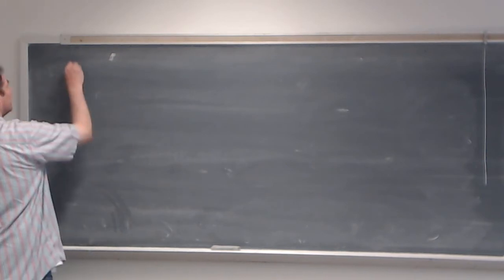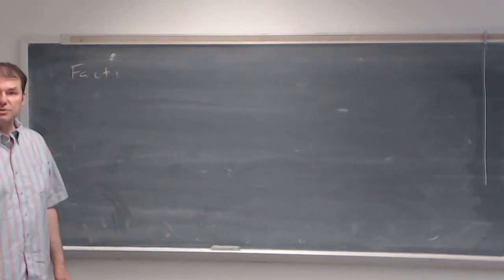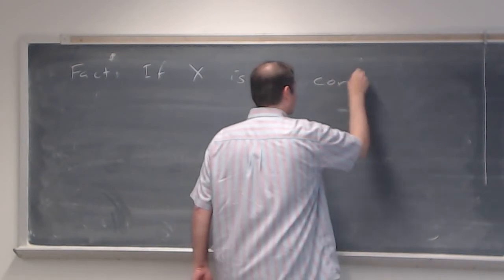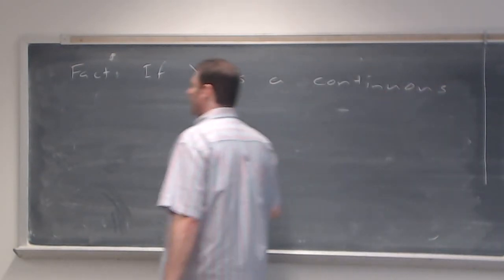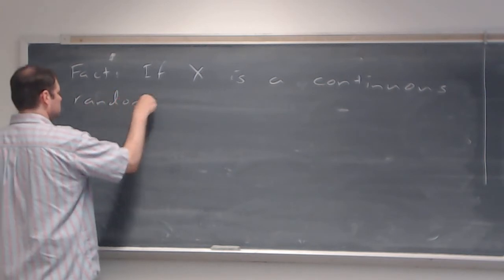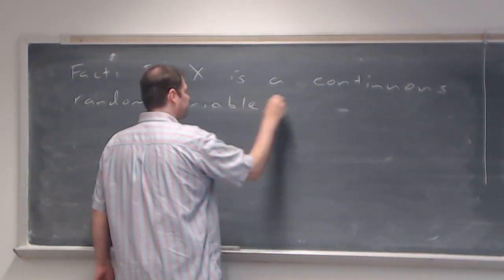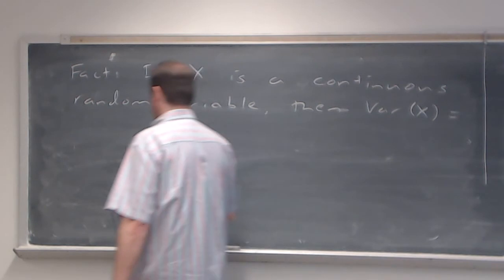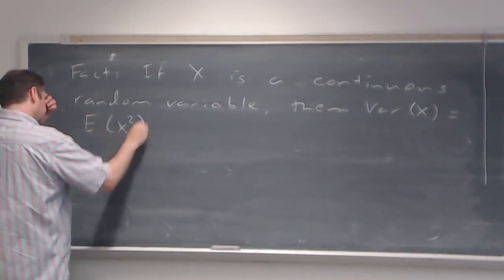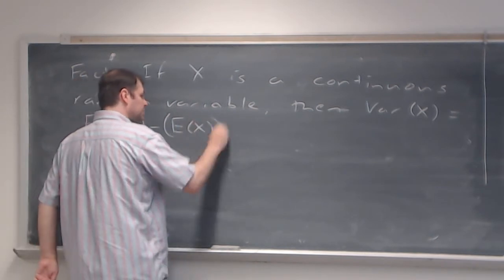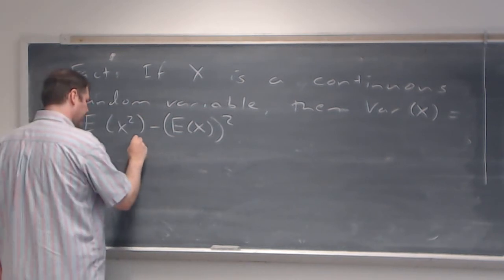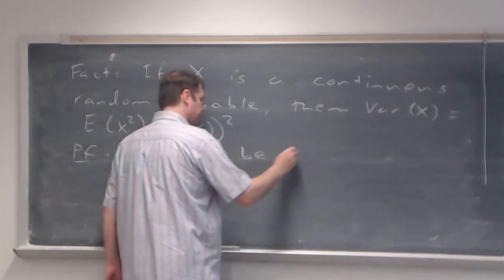So our fact, it's the same one we had before, except the fact that I had before I proved for just discrete random variables. So now I'm going to prove it for continuous. It says if X is a continuous random variable, then the variance of X equals the expected value of X squared minus the expected value of X, quantity squared. So we're going to prove this in the case when X is a continuous random variable. So we're going to let X be a continuous random variable.